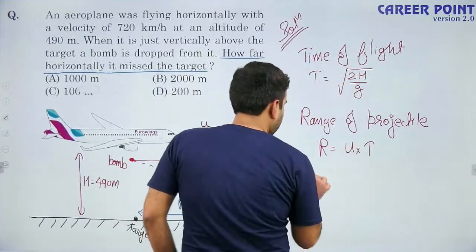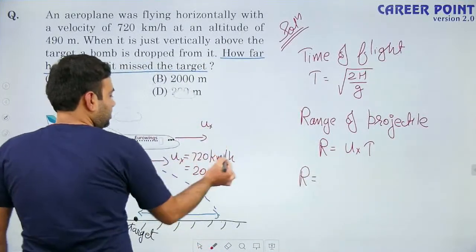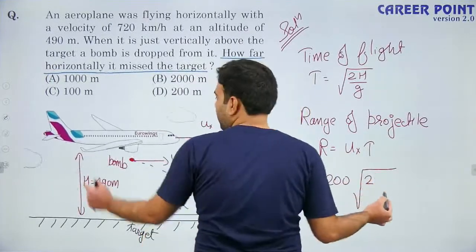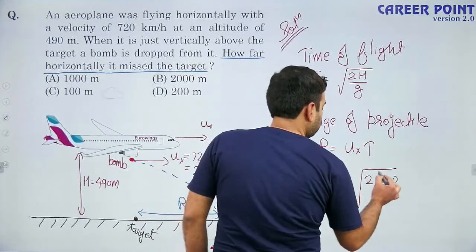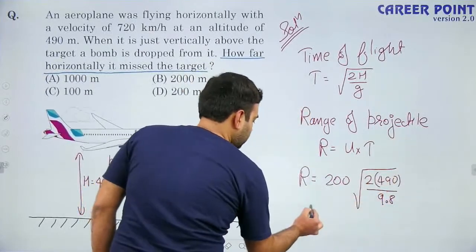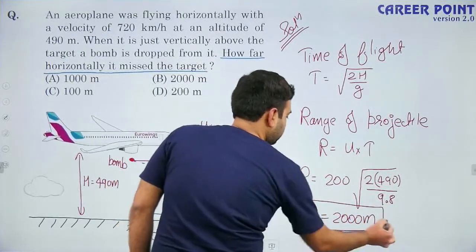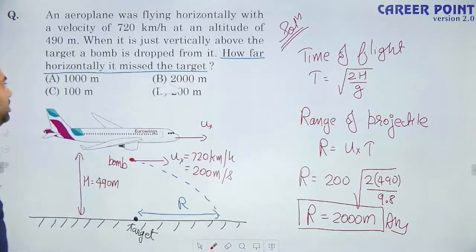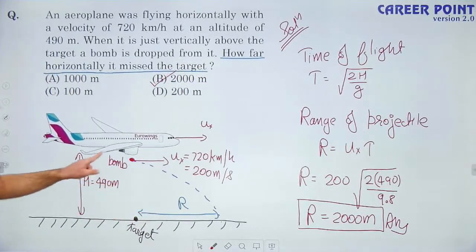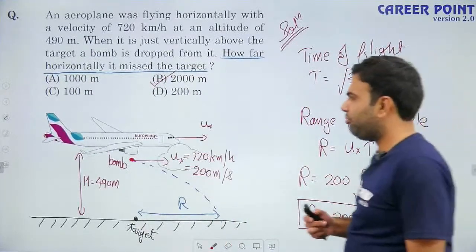So what is our range? Range is equal to, put the value of ux, ux is 200. And what is time of flight? It is under root of 2 into h, h is 490, divided by g, which is 9.8. Solve this, you will get range is equal to 2000 meter, and this is the answer. What is the answer? Answer is option B. Okay, 2000 meter. It will miss the target by a distance of 2000 meter. Good, Prashant. Very good.